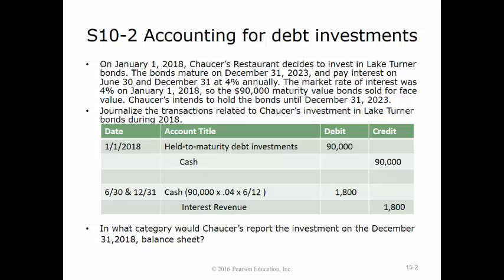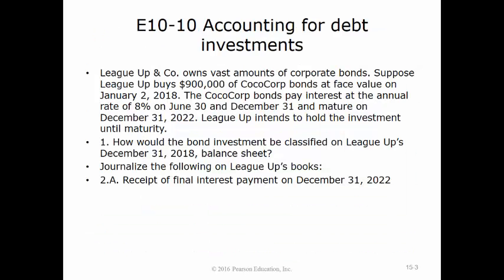Chaucer would record the semi-annual interest received on June 30th and December 31st by debiting cash and crediting interest revenue for $1,800. The interest revenue is equal to the face value of the bonds, $90,000, multiplied by the interest rate of 4% and multiplied by 6 divided by 12, since the interest is paid semi-annually. The investment in Lake Turner would be reported as a long-term asset on the December 31st, 2018 balance sheet.